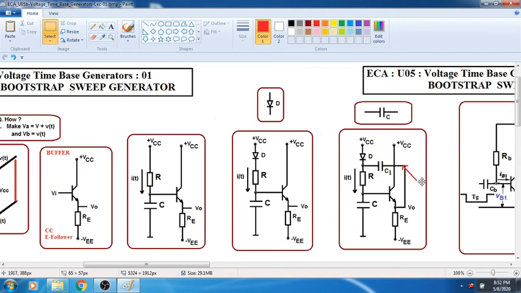And this supply voltage VCC is almost across the resistor at the starting point. So this point is VCC, this point is almost equal to 0. Now at the starting point, because this is VCC, the diode will be reverse biased. Okay, the diode will be reverse biased. So the capacitor will start charging.